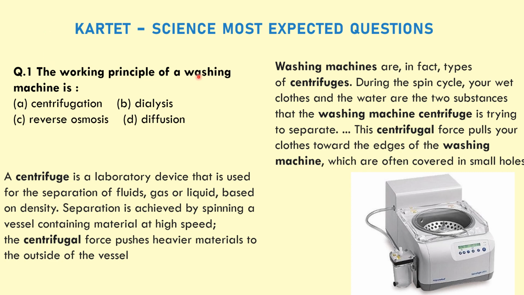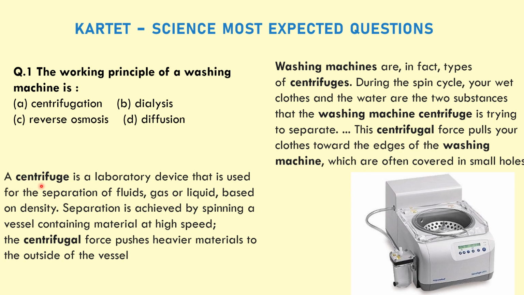The working principle of a washing machine: on which principle does the washing machine work, they are asking. Option A, centrifugation. Option B, dialysis. Option C, reverse osmosis. Option D, diffusion. Let us see what is meant by centrifugation.